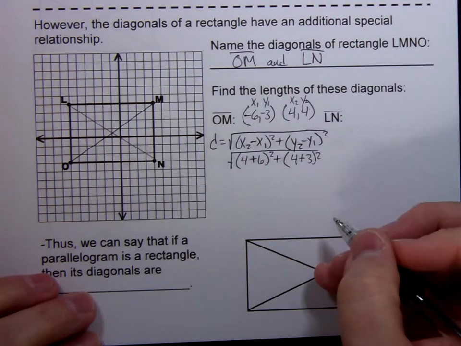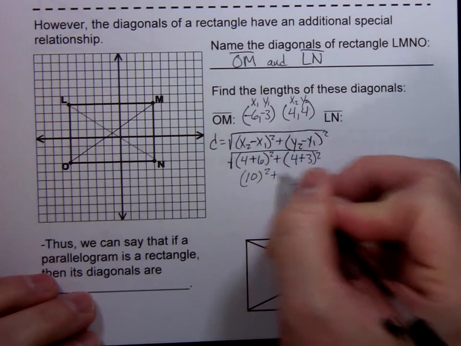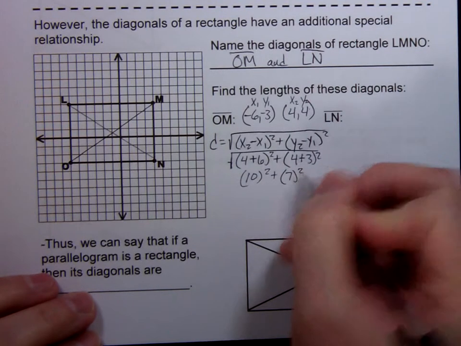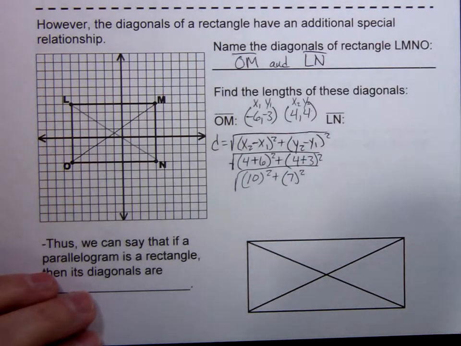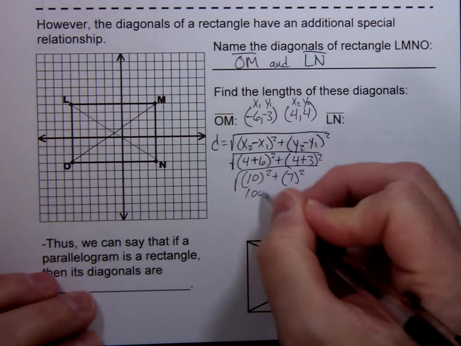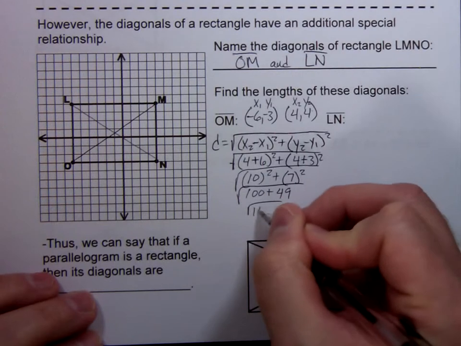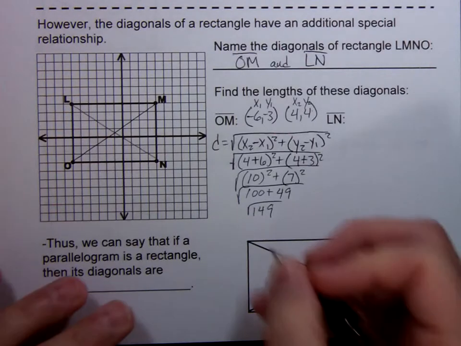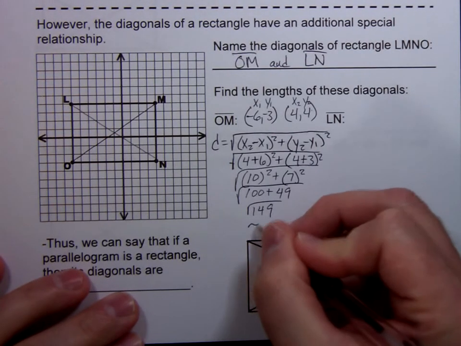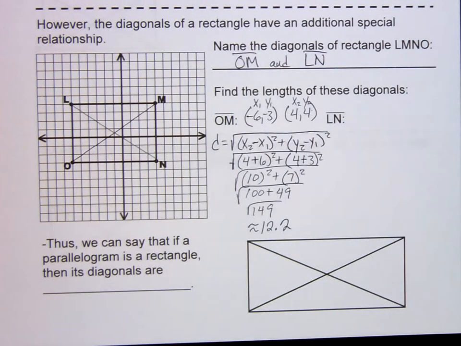But we can do it on paper doing order of operations. Parentheses first, 4 plus 6 is 10. 4 plus 3 is 7. After parentheses comes exponents. Just remember PEMDAS, order of operations. So 10 squared is 100. 7 squared is 49. And we can add those together. And the square root of 149 is not a whole number, so it's going to have to be rounded, and it comes out to approximately 12.2, depending on where you're rounding at. So that's the length of the diagonal line segment OM.